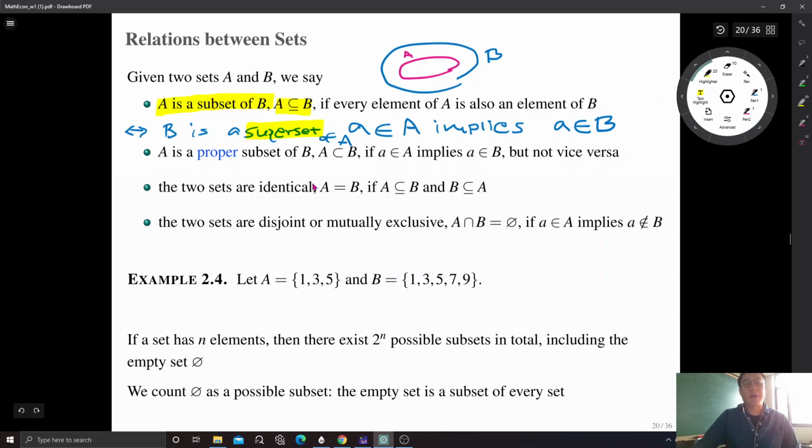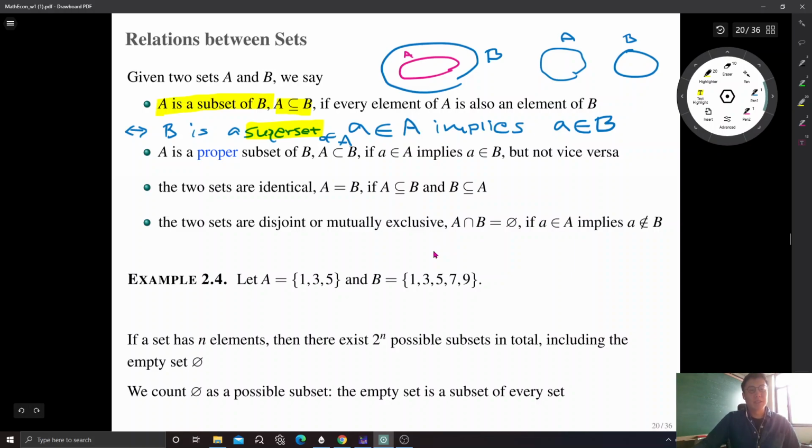Two sets are identical, and we write A equals B, if A is a subset of B and B is a subset of A. And two sets are disjoint or mutually exclusive if they have no common elements. Like this is set A and this is set B. There is no common area, meaning there are no common elements between these two sets. Then we say the two sets are disjoint or mutually exclusive.